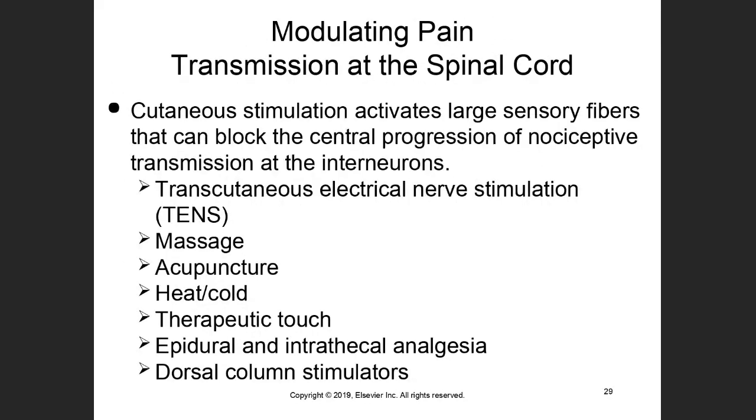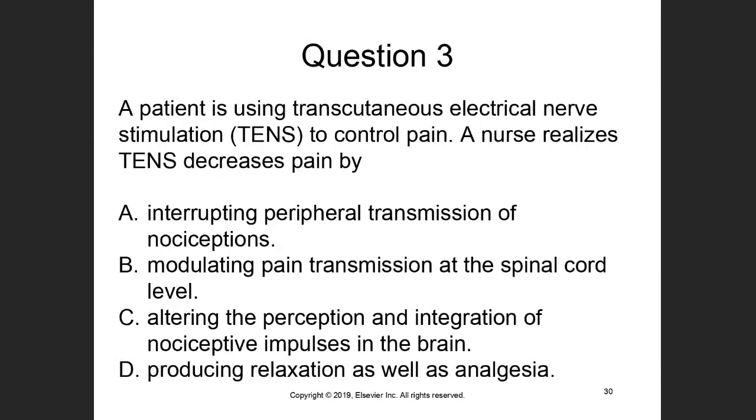Modulating pain transmission at the spinal cord. Continuous stimulation activates large sensory fibers that can block the central propagation of nociceptive transmission in the interneurons. Examples: transcutaneous electrical nerve stimulation, massage, acupuncture, and so on. Question number 3: using transcutaneous electrical stimulation to control pain, nerve stimulation decreases pain by... and the answer is B, modulating pain transmission at the spinal cord level.